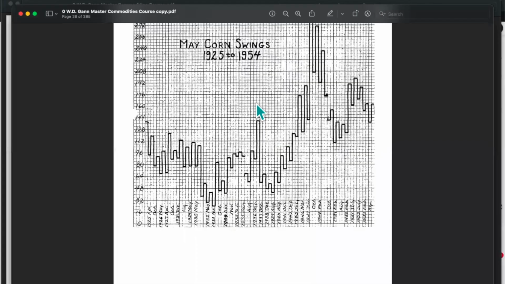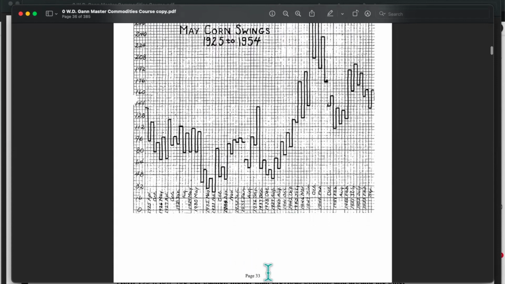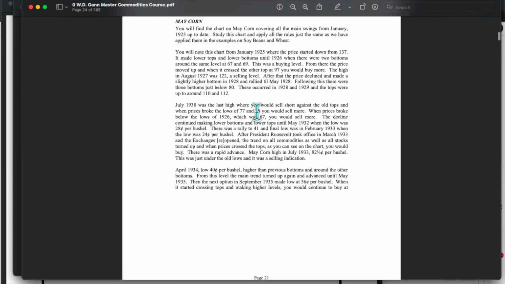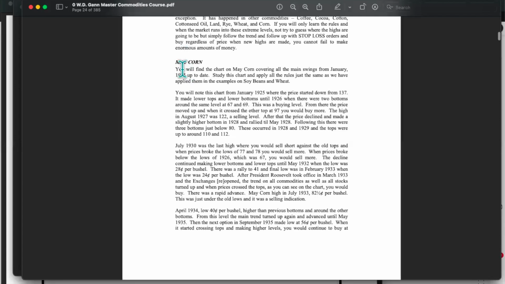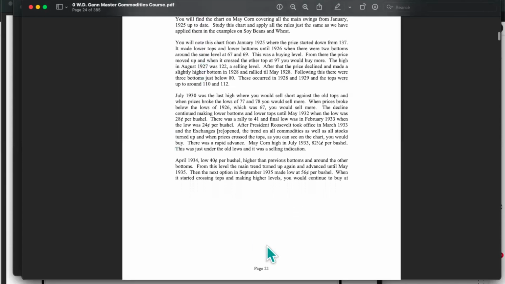For that, we'll go across the Macon swings, which start from 1925 to 1954, approximately 29 years, which have been considered. This is available on page number 33 of the WD Gann Master Commodity Course, and in the PDF this is page number 36. The theoretical details for Macon are given on page number 21 of the book, and for the PDF it is page number 24. So let's go through that.